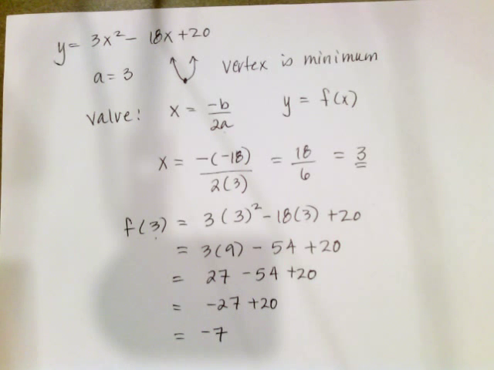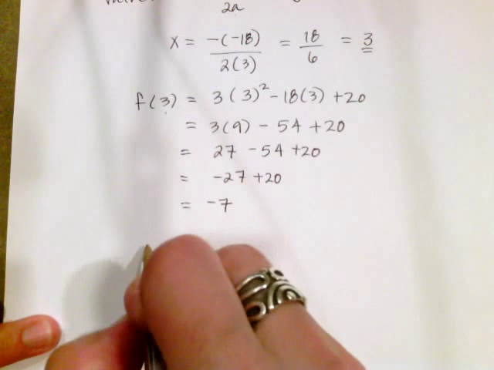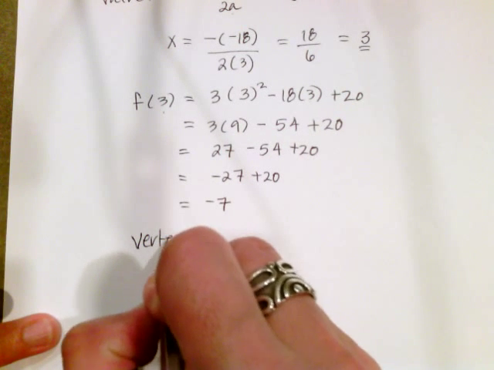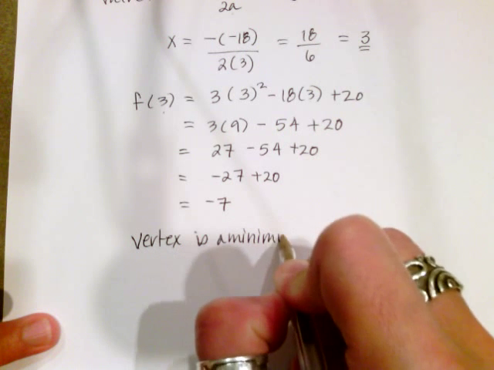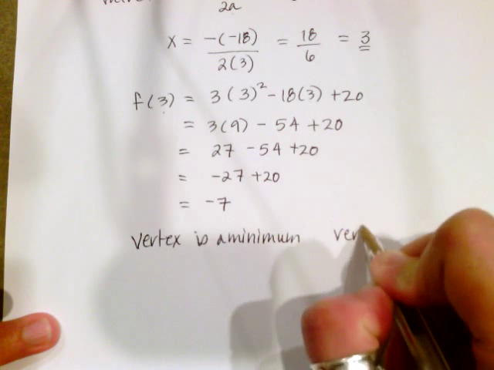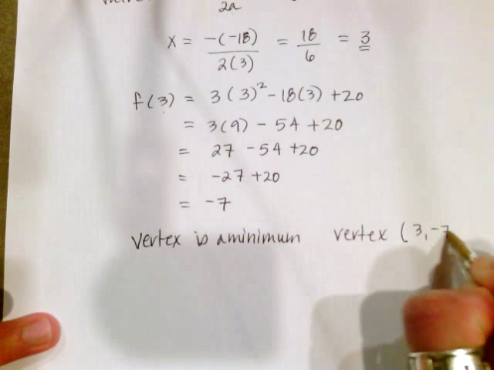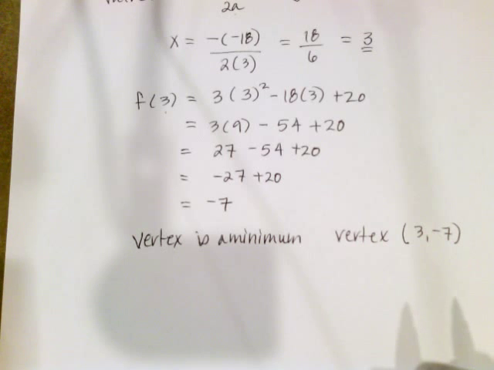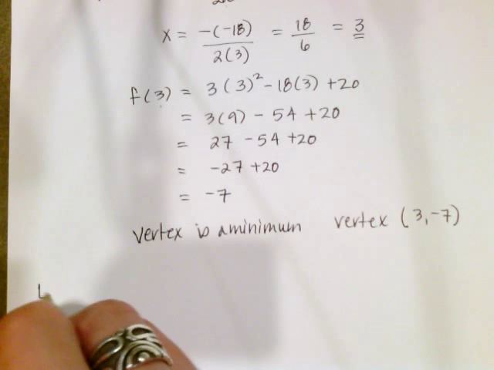Okay? So now all of the information that I needed, I know that the vertex is a minimum, and I know that the vertex has coordinates of 3, negative 7. And then I would have answered the questions that were asked. Okay? All right, let's do another example.